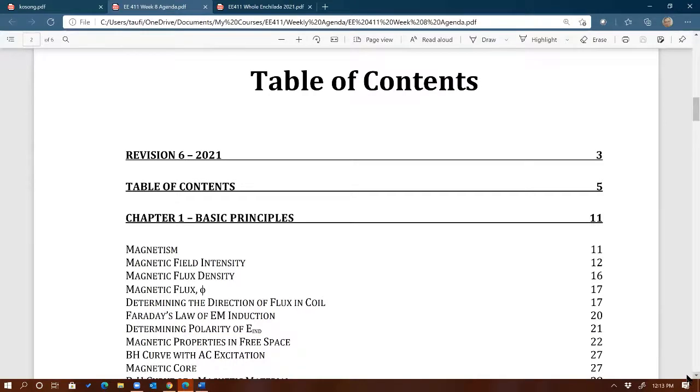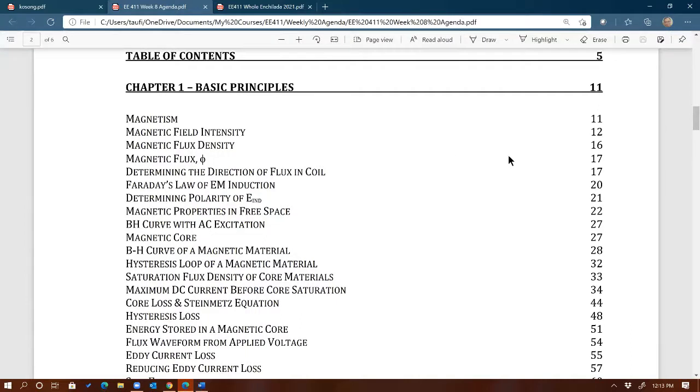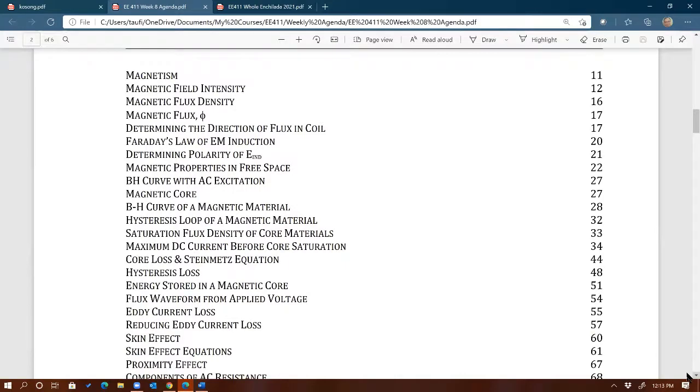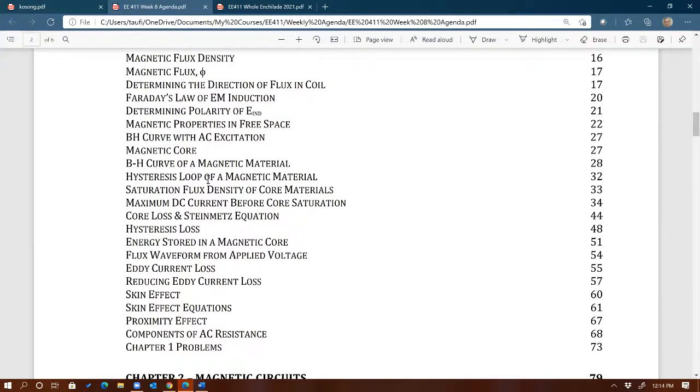433 is focusing on the magnetics of power electronics, and I'm not going to go through this in detail. Feel free to look through this table of contents of the book that I put together for the class. We'll go over the basic concepts of fundamentals of magnetics in inductors and transformers. So this is not like 335 or 402, okay?